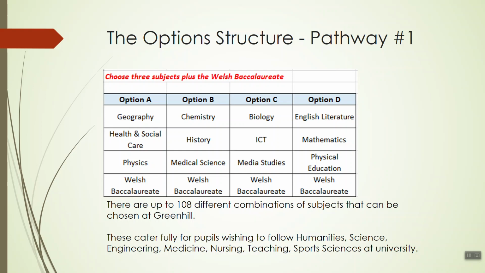And the grid is structured so that if you decide you want to follow a humanities route into university or a science route, then the combinations of subjects that you can choose are plentiful within the subjects we offer at Greenhill. However, as you can see, there are subject combinations that just aren't possible. So for example, if you wanted to study maths and PE, then it wouldn't be possible for you to do that studying only at Greenhill, because maths and PE are in the same block.